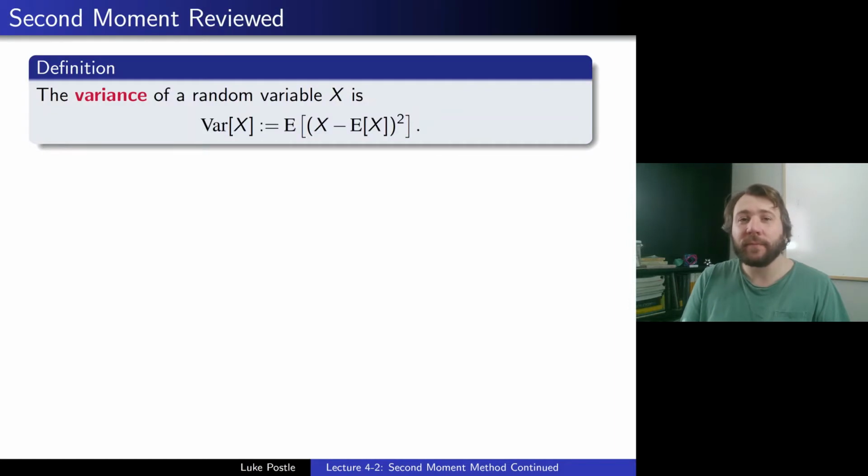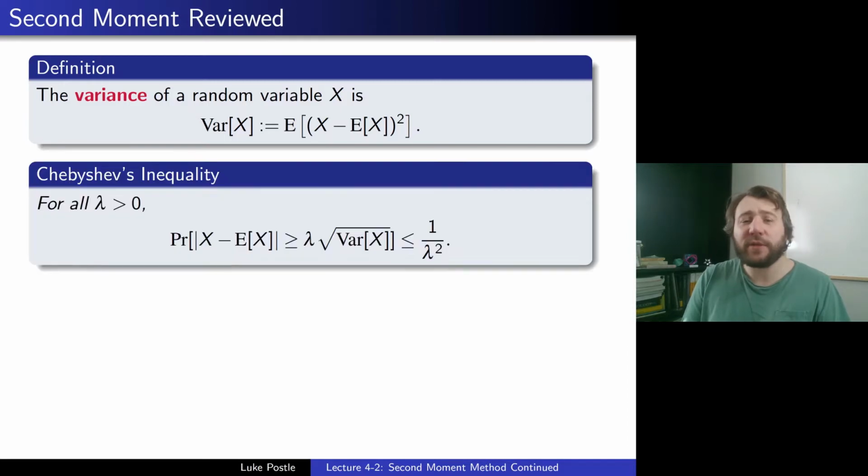So let's review the second moment method. Again, this involves the variance of a random variable X, which was defined to be the expectation of (X minus the expectation) squared, so that's the average squared distance from the expectation. The key to the second moment method was Chebyshev's inequality: for all lambda greater than 0, the probability that |X minus E[X]|, that's the distance there, is at least lambda times the square root of the variance of X, is at most 1 over lambda squared. So again, the square root of the variance is the standard deviation, and this says that if you're at least lambda standard deviations away, the probability is at most 1 over lambda squared.